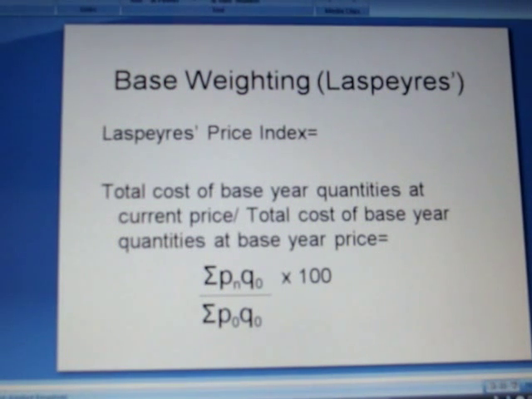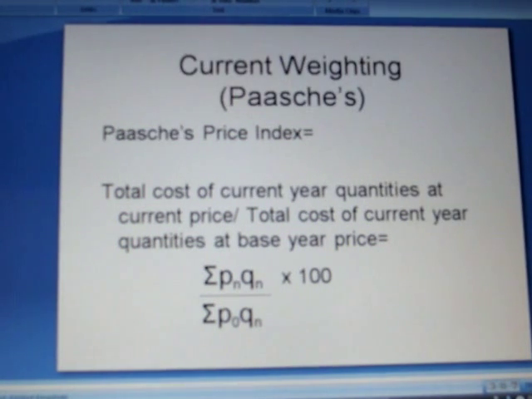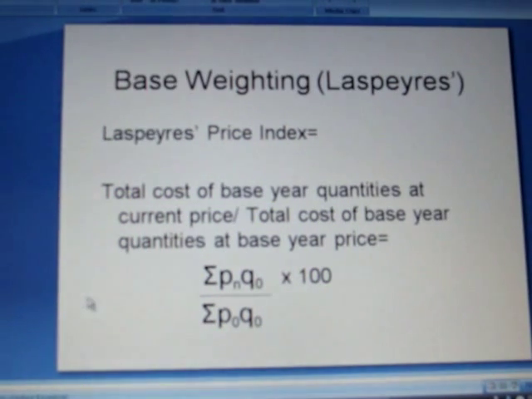On the other hand, if we use the current weighting, it is called Paasche's price index, which means total cost of current year quantities at current price divided by total cost of current year quantities at base year prices. And that's the formula to find the Paasche index.